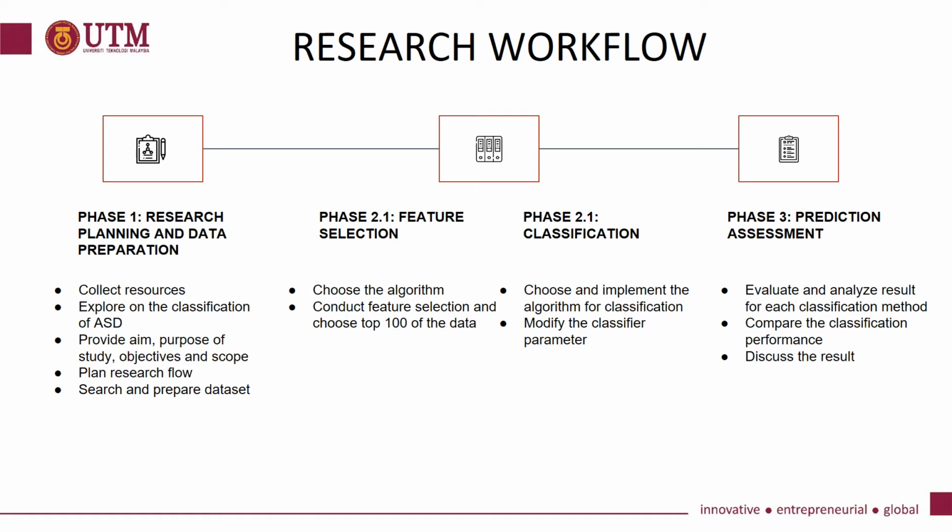In phase 2.1, the algorithm for feature selection is chosen according to the previous studies that have been conducted. The feature selection method is then conducted and a number of features are selected to proceed with the classification. During phase 2.2, the four algorithms are chosen and implemented for classification. The parameter for each classifier is modified in order to get the best result.